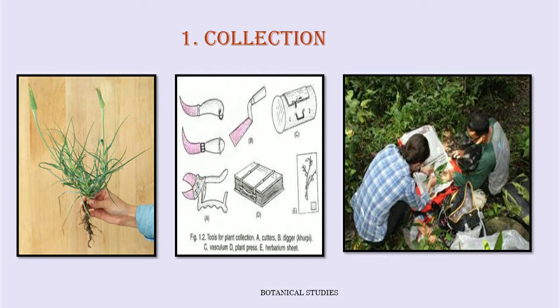In the field, the tools required are mainly a trowel, that is a digger, for digging roots, scissor and knife for cutting twigs, a stick with a hook for collection of plants of tall trees, a field notebook, polythene bag, old newspaper and magazine. The collected specimens are transported in a vasculum, that is a specimen box, to prevent wilting. Live collected specimens must be tagged with a field number and necessary information should be recorded in a field notebook.